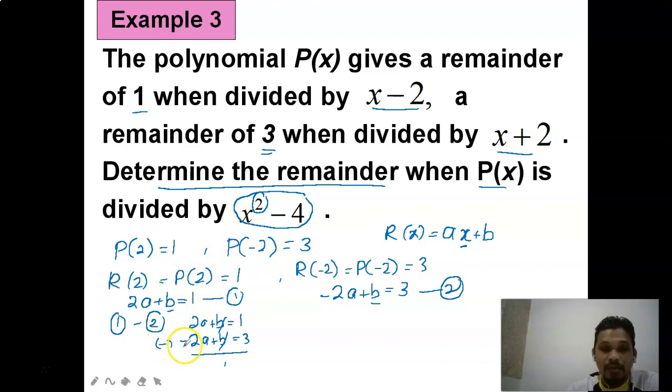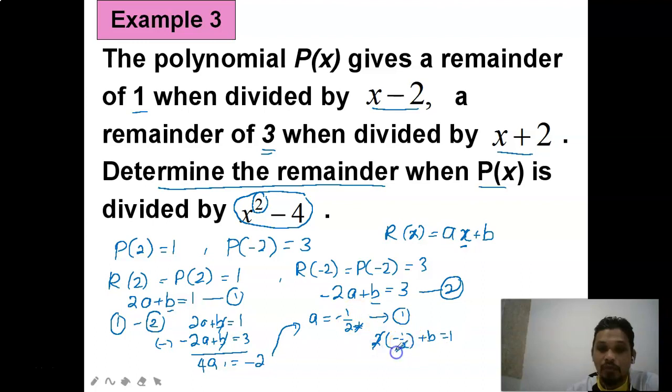Negative times negative, positive. So 2a plus 2a equal to 4a equal to 1 minus 3 equal to negative 2. So then a equal to negative 2 divided by 4 equal to negative 1 over 2. And substitute a into equation 1. So 2 times negative 1 over 2 plus b equal to 1.